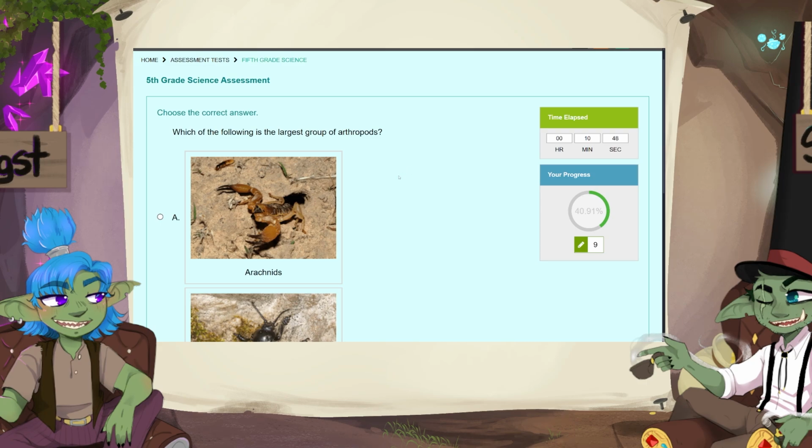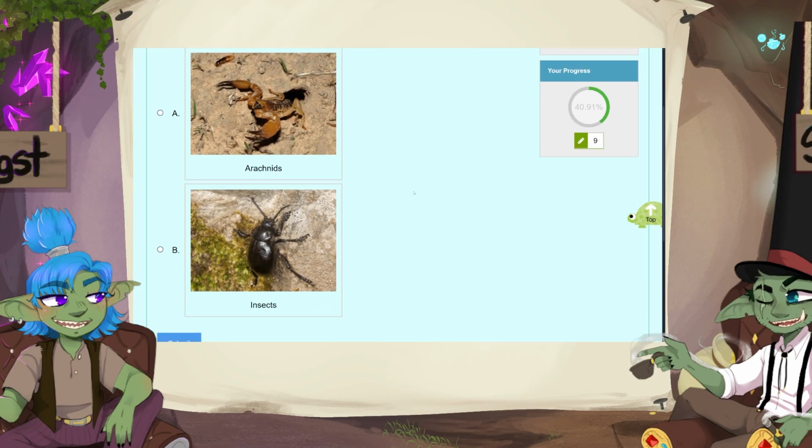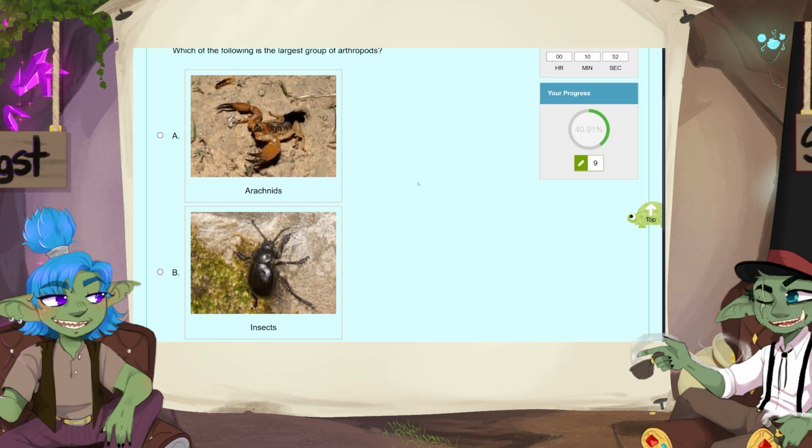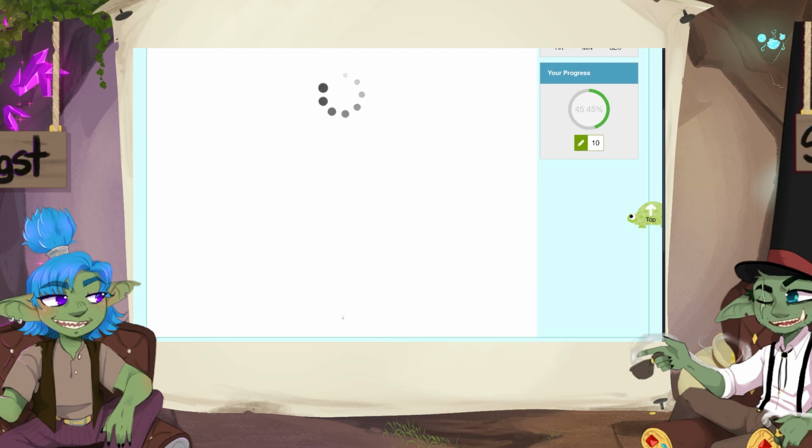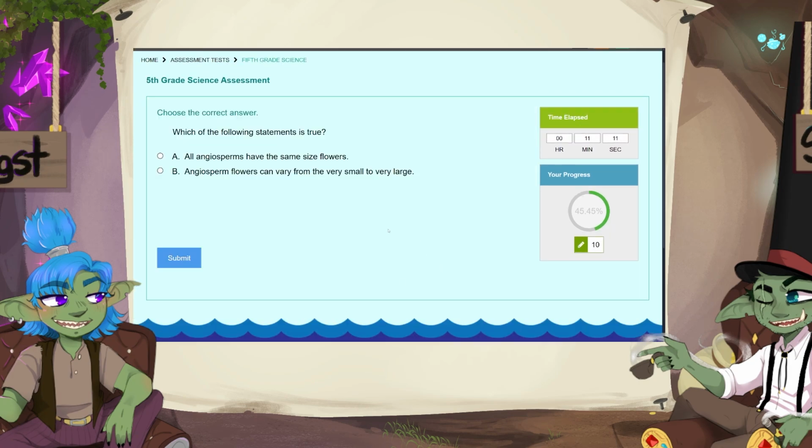Which of the following is the largest group of arthropods? Arachnids or insects? Oh, insects for sure. There's no way it's just arachnids. Arachnids is just spiders and scorpions. There's a lot of arachnids, though. There's no way, there's like a few. There's way more insects. I think it's gotta be insects. Like ants alone, I think.